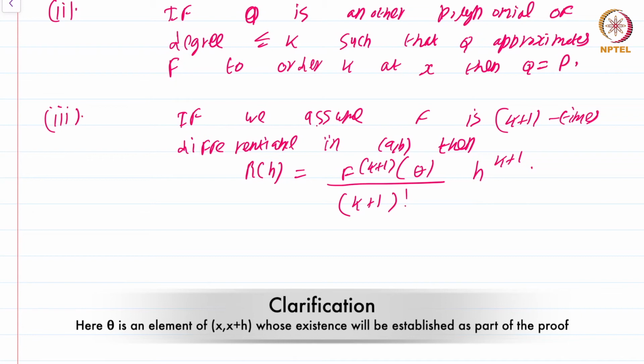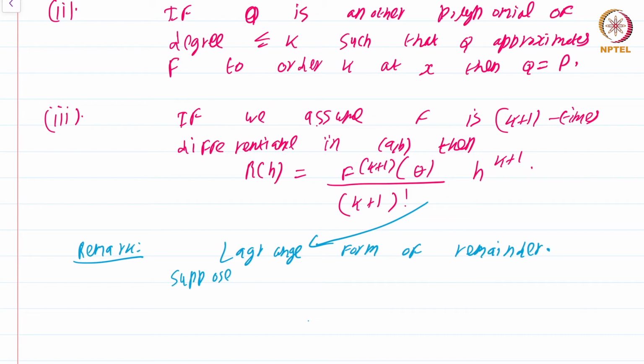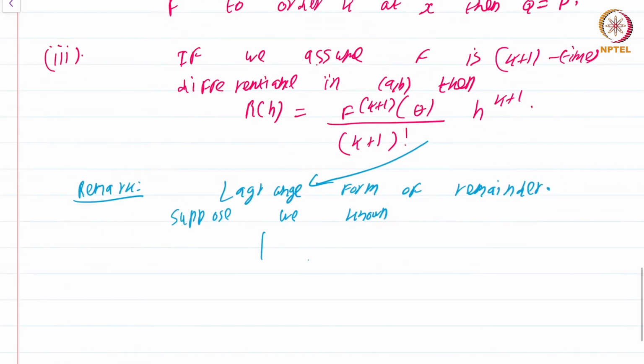Let me immediately make a remark. This is known as Lagrange form of remainder, and it is very useful. It's very useful in the following sense. Suppose we know that mod f of k plus 1 theta is less than or equal to M for all theta in AB.